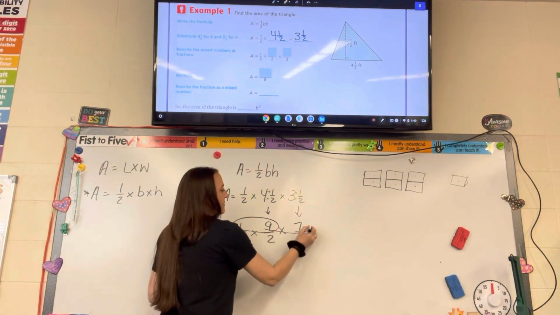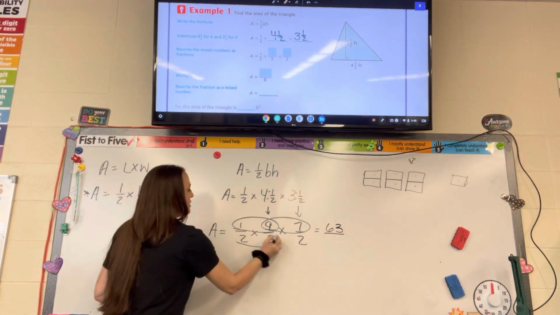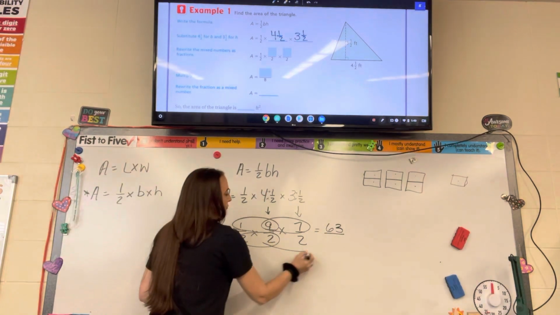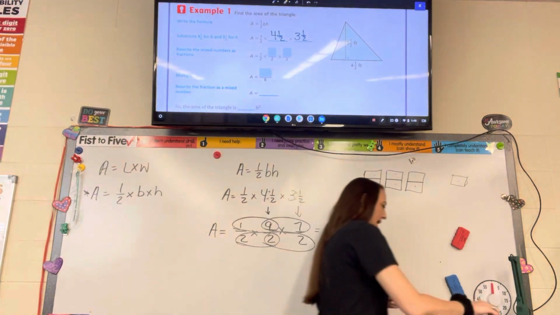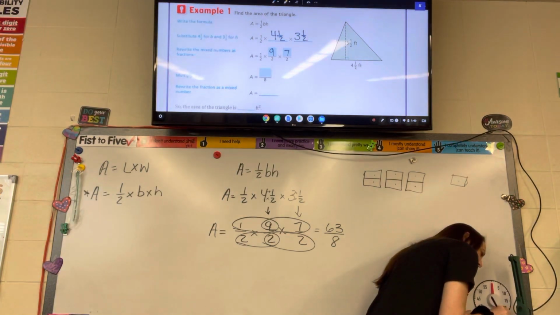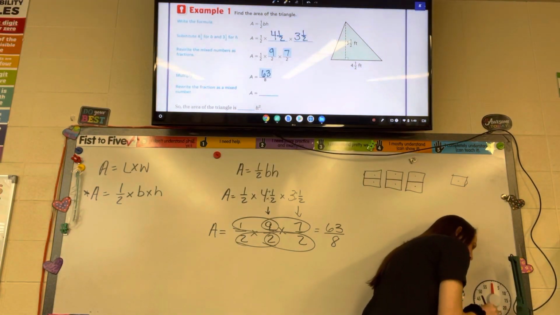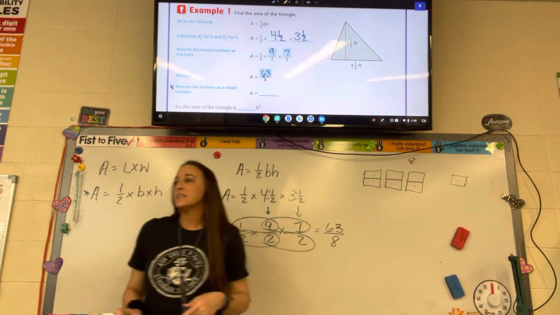9 times 7? 63. And then 2 times 2? 4. And then 4 times 2? 8. So we end up with 63 over 8. So we had 9 halves and 7 halves, and we got 63 over 8. It says rewrite the fraction as a mixed number.